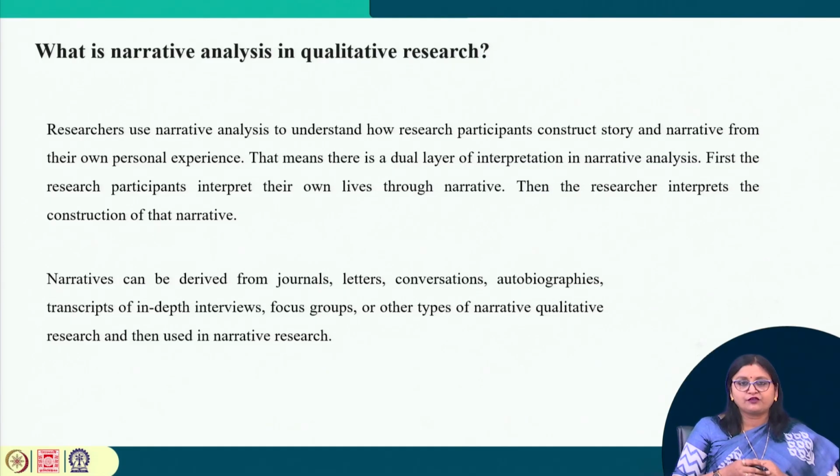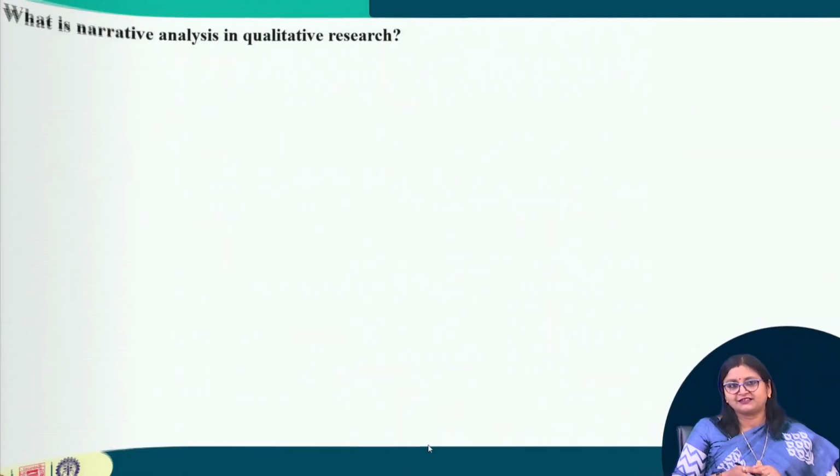Narrative can be derived from journals, letters, conversations, autobiographies, transcripts of in-depth interviews, focus groups, or even movies, and other types of narrative qualitative research, and then used in the narrative analysis.